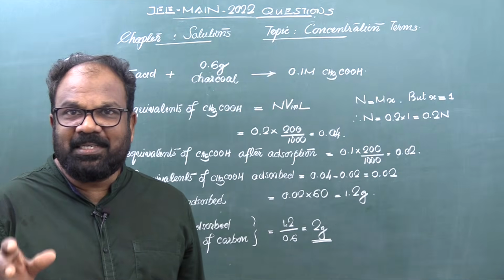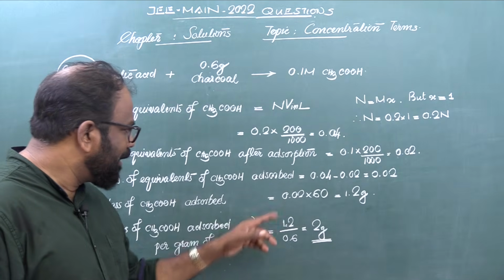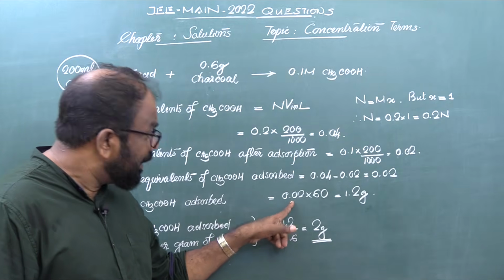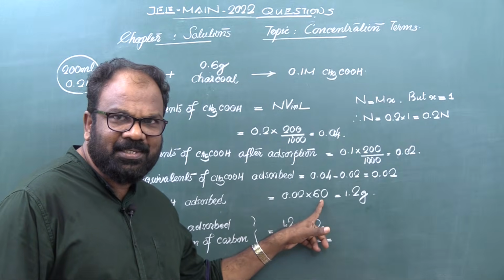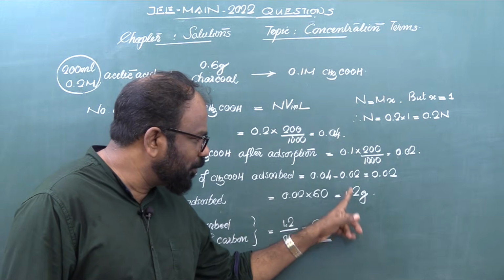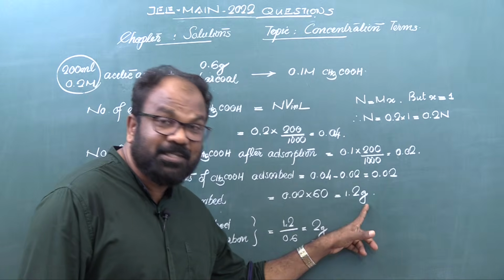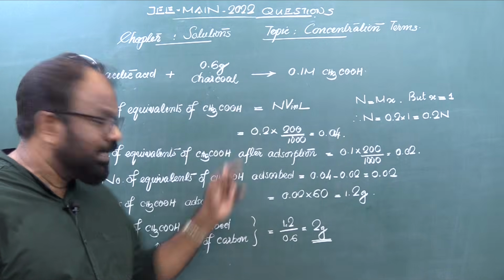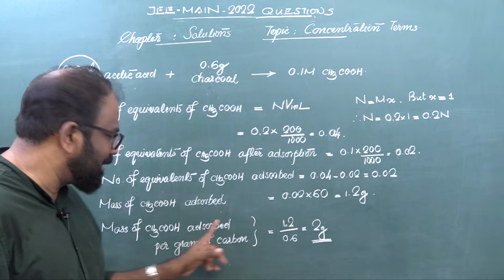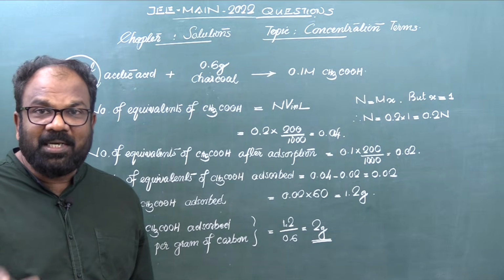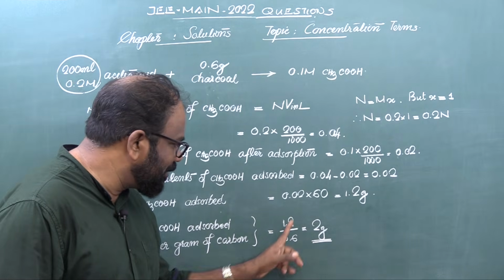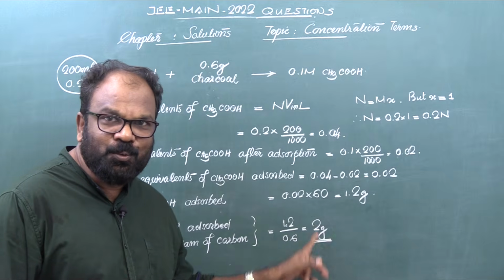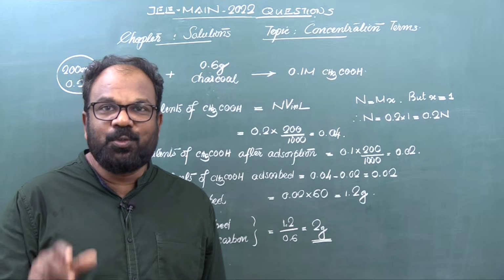So, the mass of acetic acid adsorbed is equal to number of equivalents of acetic acid into equivalent mass of acetic acid, that is 60, that is equal to 1.2 gram. This is the mass of acetic acid adsorbed by 0.6 gram of charcoal. Therefore, mass of acetic acid adsorbed by 1 gram of carbon is equal to 1.2 divided by 0.6, that is equal to 2 gram. So, the final answer is 2 gram.